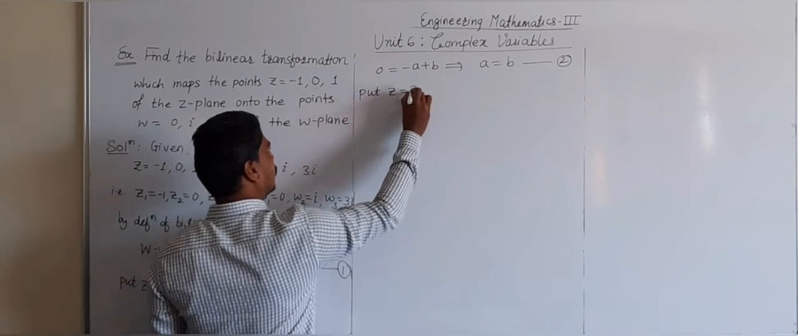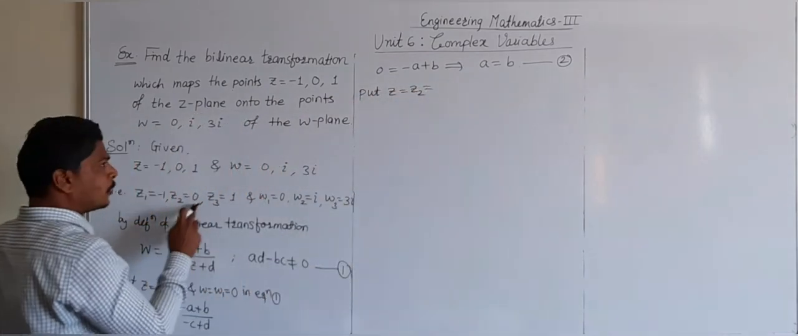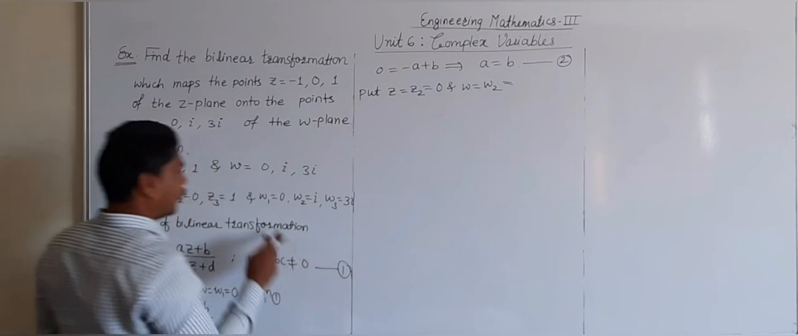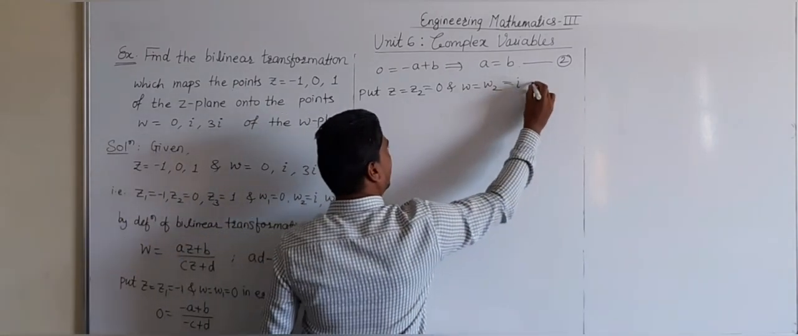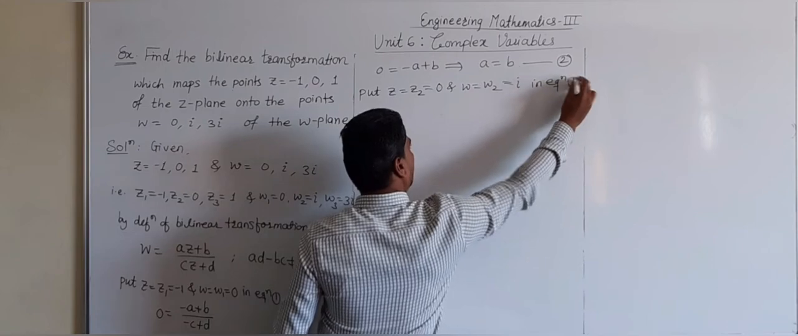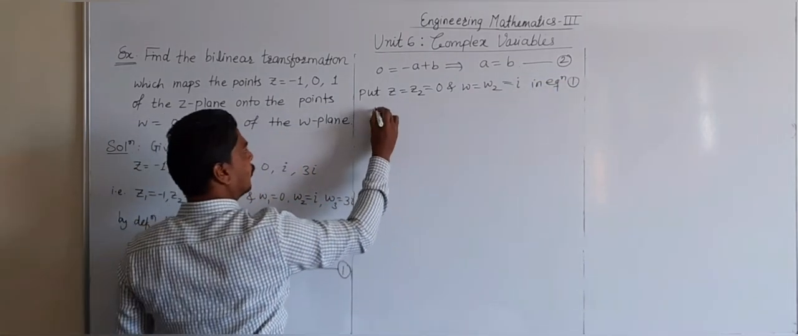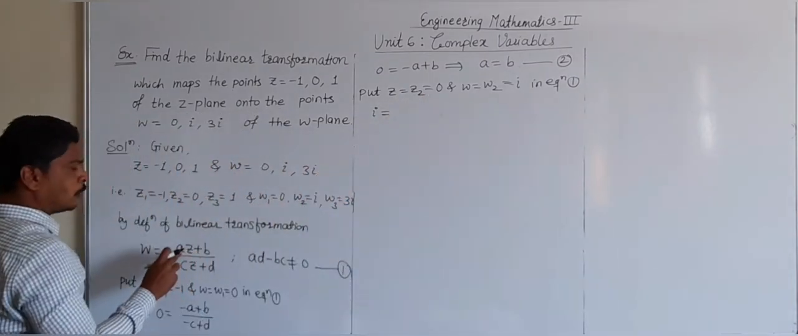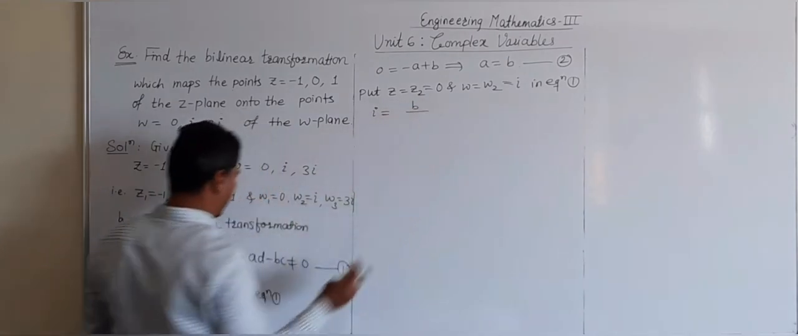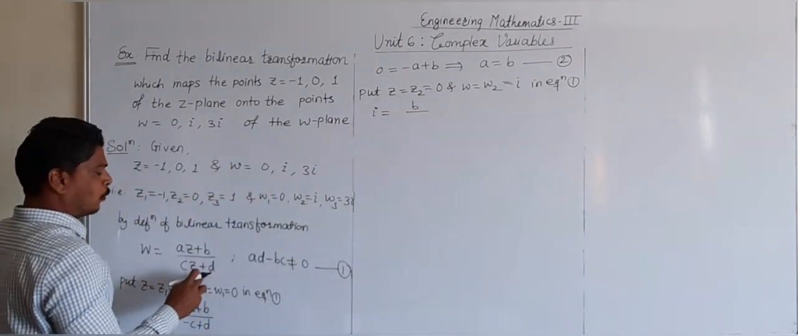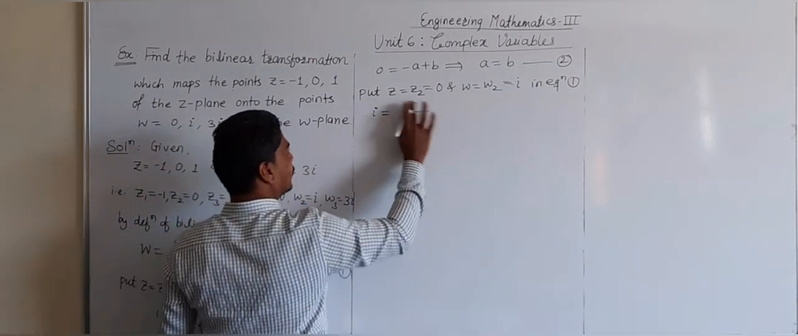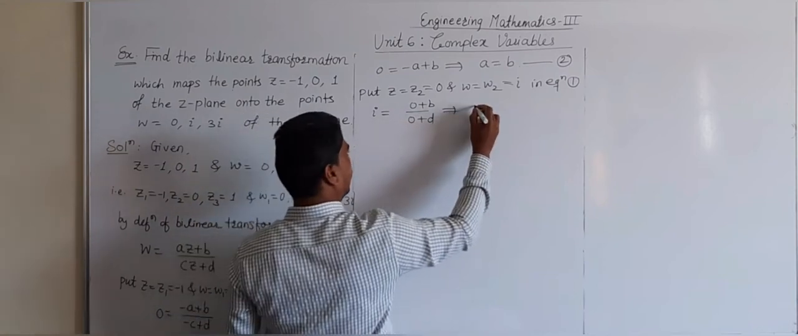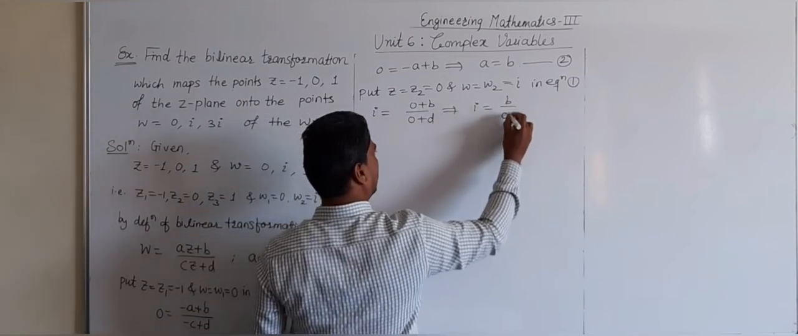So put Z is equal to Z2 is equal to value of Z2 is 0 and W is equal to W2 is equal to value of W2 is I in equation 1. So after putting these values in equation 1 we get left side is W. So this becomes I is equal to value of Z is 0. So 0 into A is 0 plus B as it is divided by 0 into C becomes 0 plus D as it is. So I write this as 0 plus B divided by 0 plus D. So in that way we get I is equal to B upon D.